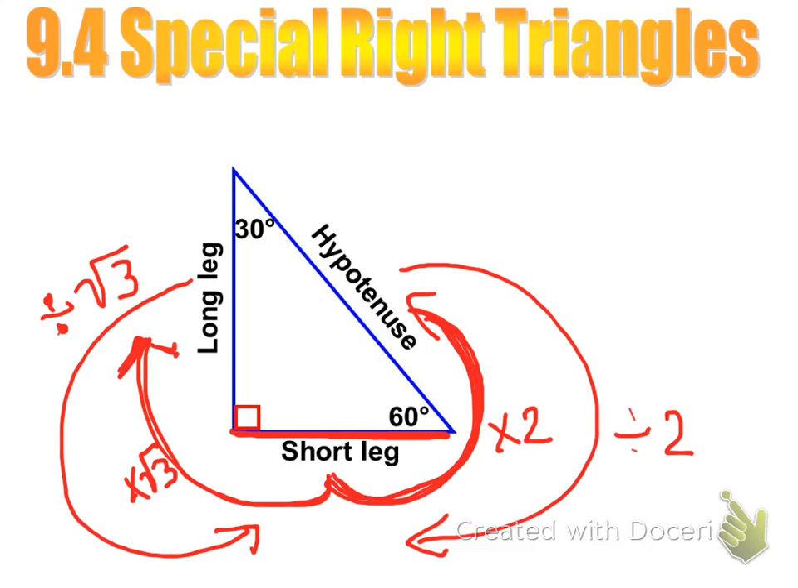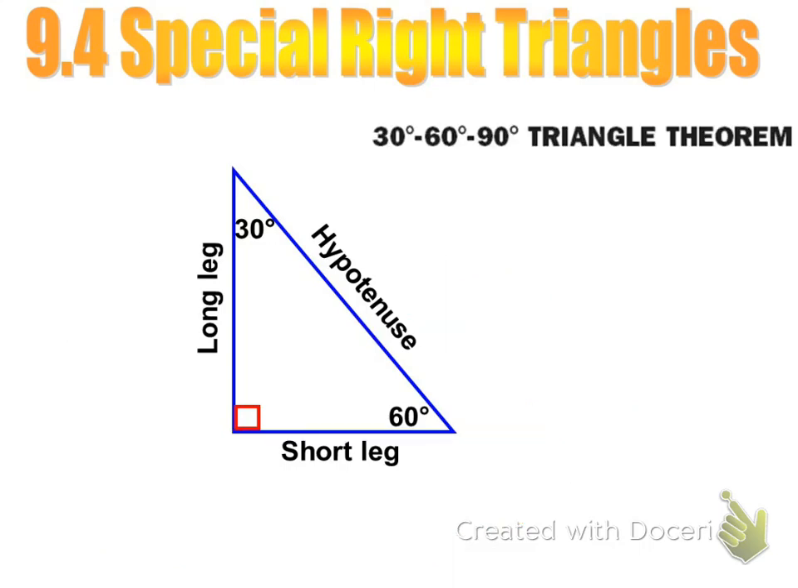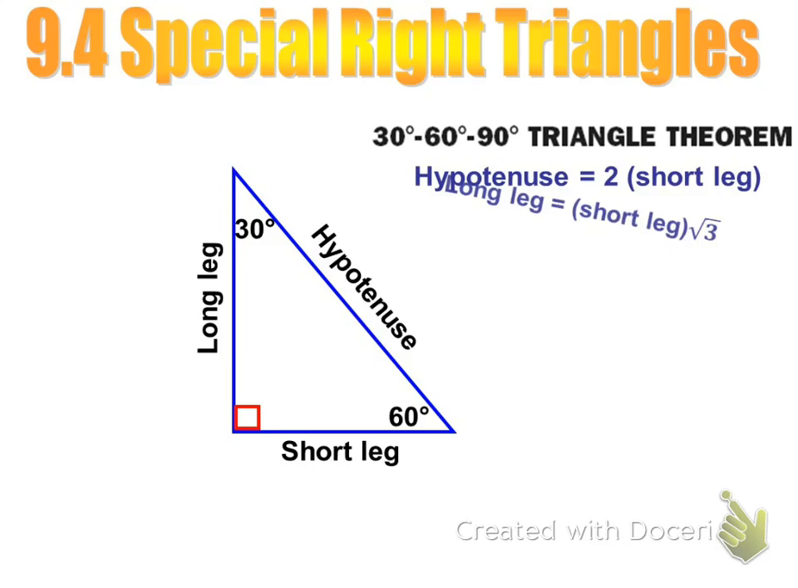Let's look at the rules for the 30, 60, 90 triangle. On a 30, 60, 90 triangle, the hypotenuse is equal to 2 times the short leg. The long leg is always equal to the short leg times the square root of 3. Now let's look at a couple of examples.